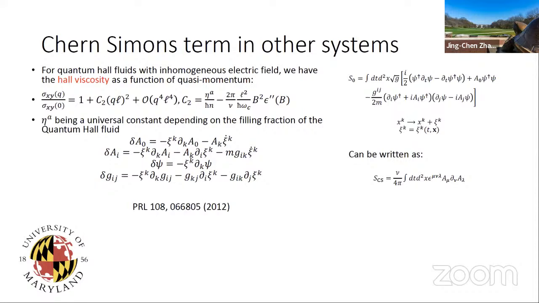I meant the intuitive picture of the C2 term. Is there any intuition behind it at all? There's no obvious intuition, but I can explain the intuition using Chern-Simons to derive this. Just a little bit more intuition.